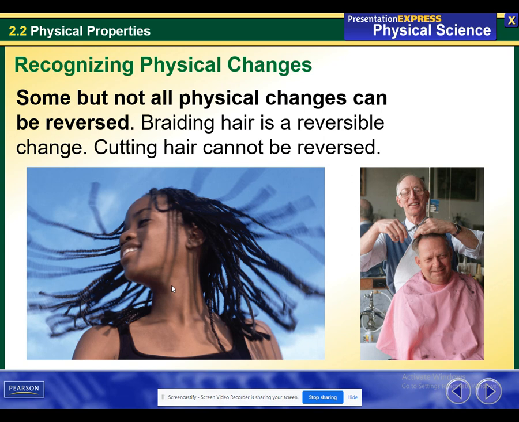Now, some physical changes can be reversed, but not all of them. Braiding hair is considered a reversible change because if you braid hair, you can always unbraid it and it goes back to normal. However, if you cut hair, I'm sorry, but you're not going to put that hair back exactly how it was. If you get a bad haircut, unfortunately, you either have to wait till your hair grows out or get a different haircut to fix it. So cutting hair is not reversible or cannot be reversed.